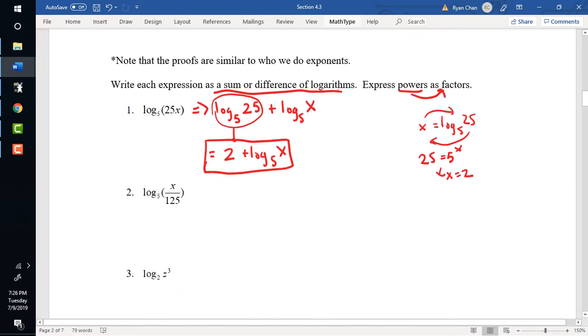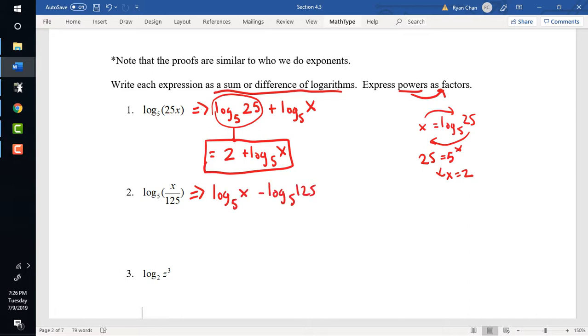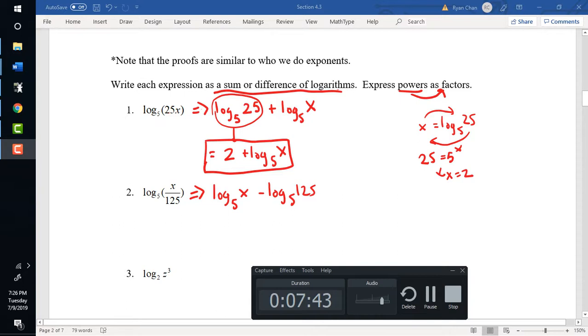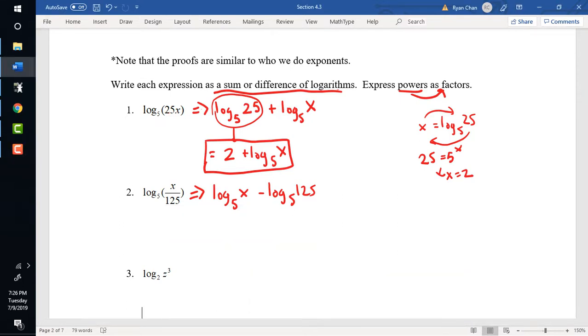Let's look at number 2 here. Notice I'm dividing, so that means I'm using the quotient rule. So this becomes log base 5 of x minus log base 5 of 125. So the one that's in the bottom, you're going to subtract. If I have two numbers, I also want to simplify as well. So I will say x is equal to log base 5 of 125. So remember, to go to exponential form, you're going to swap. And what would 5 raised to x give me? That will give me 125. That will be x is equal to 3.